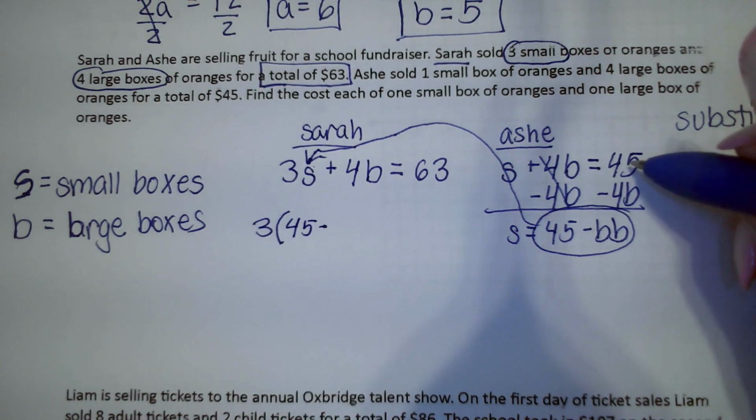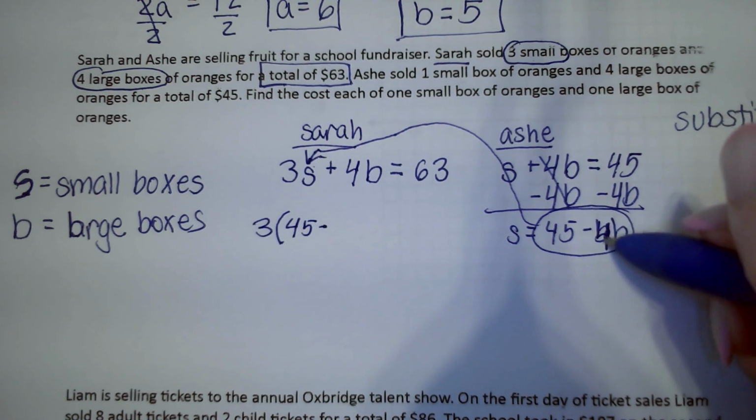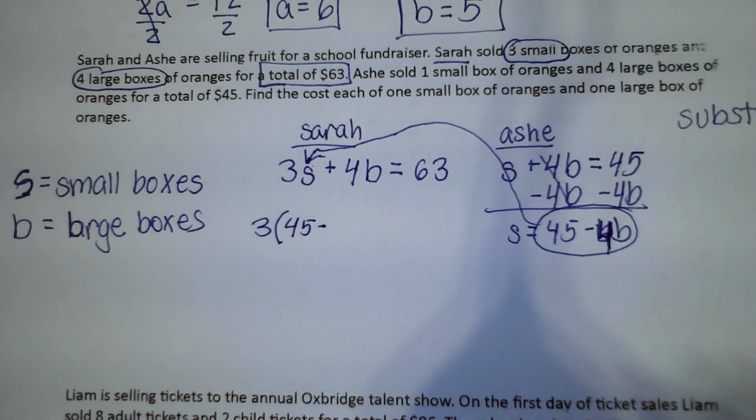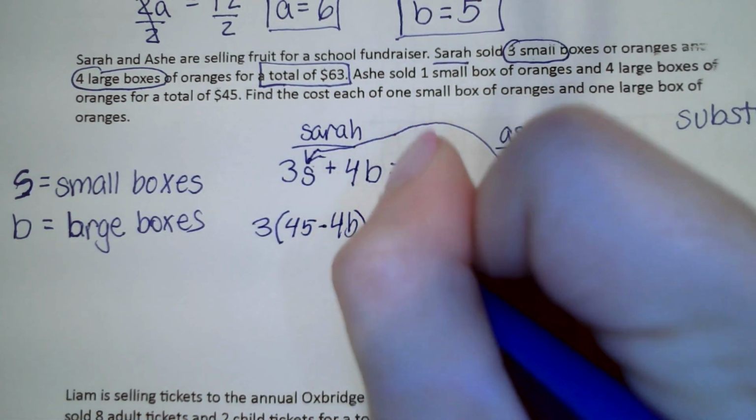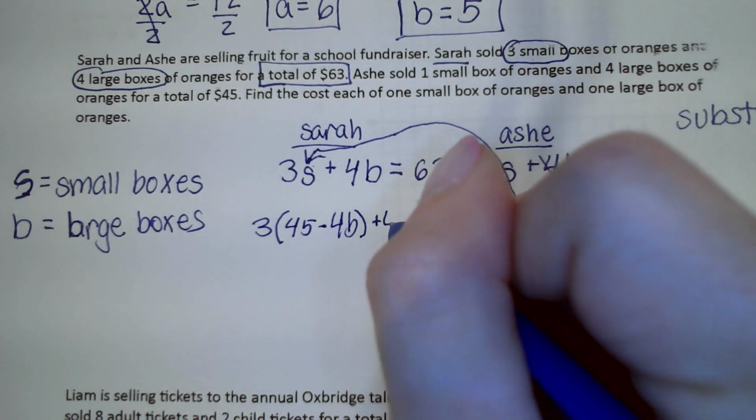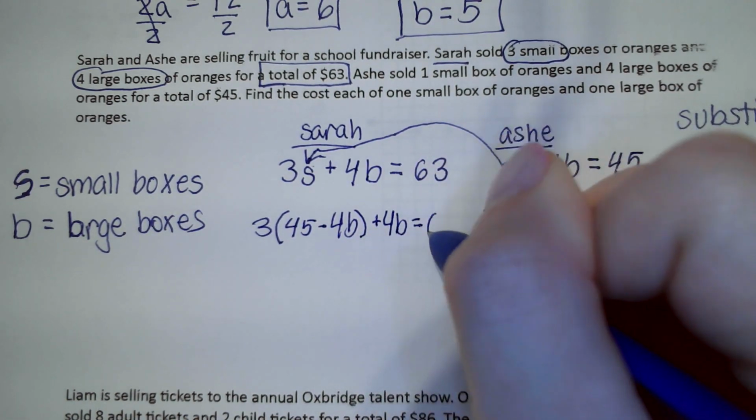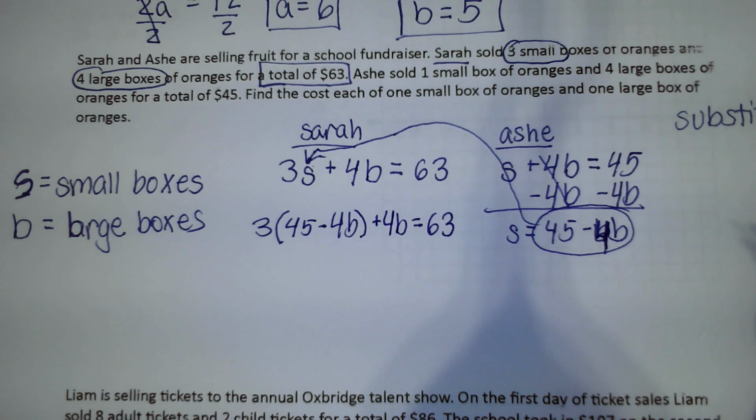So 3 times 45 minus 4B, plus 4B equals 63. Okay, so now we've set up our equation. S equals 45 minus 4B. We've plugged in that 45 minus 4B. So now let's multiply because we have to distribute.